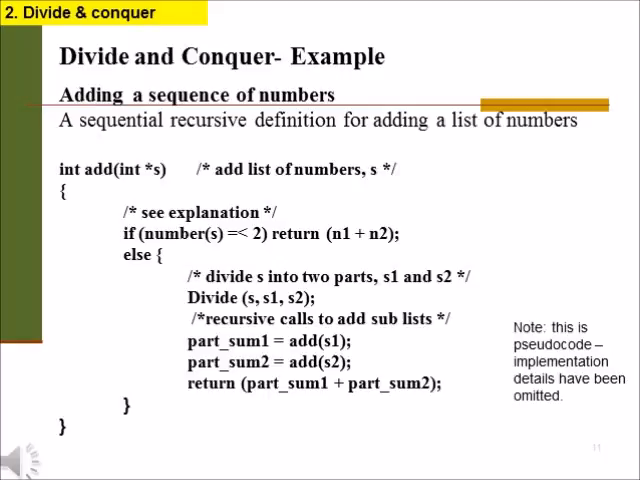Merge sort and quick sort sorting algorithms are usually described by such recursive definitions. One would never actually use recursion to add a list of numbers when a simple iterative solution exists. But the following is applicable to any problem that is formulated by a recursive divide and conquer method.